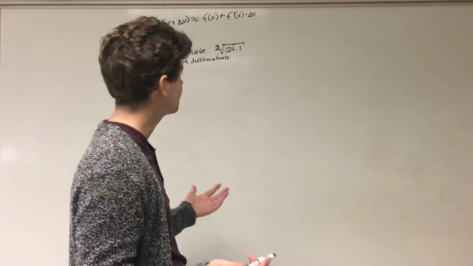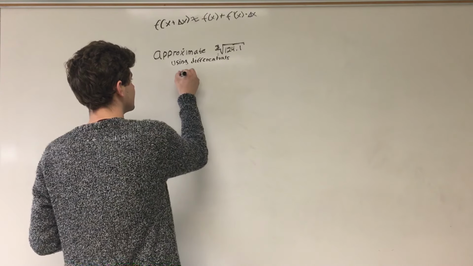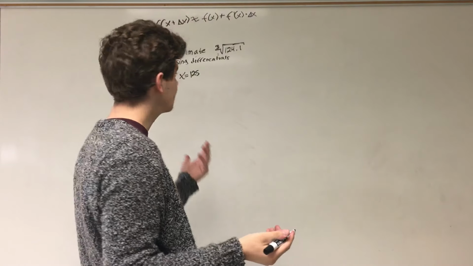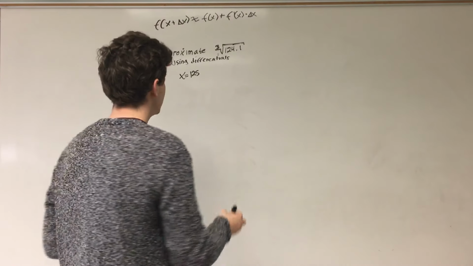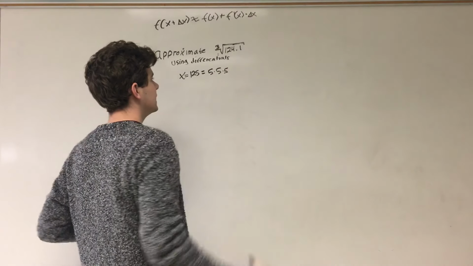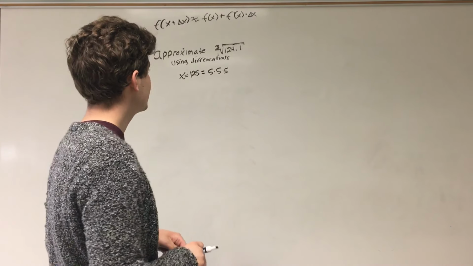And so the obvious choice is going to be choosing x equals 125, because we know the cubed root of 125 is just 5, because we have 5 times 5 times 5. So we want that to be our x.